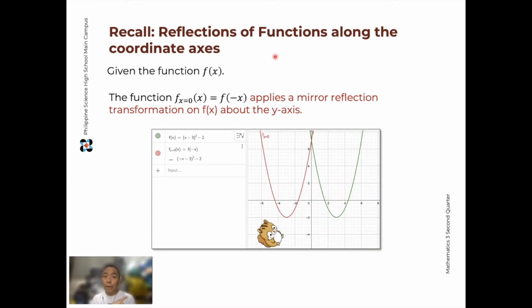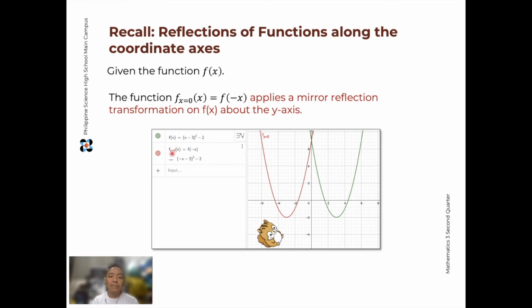Now, sa y-axis naman. So again, we have an original function, f of x. If I create a new function, tatawagin kong f sub x equals 0 para lang alam natin na sa y-axis siya. Na equal lang siya sa negation naman nung variable. So instead of negative f of x, we are replacing x with negative x. This will apply a mirror reflection transformation na finiflip niya or nire-reflect niya yung function about the y-axis.